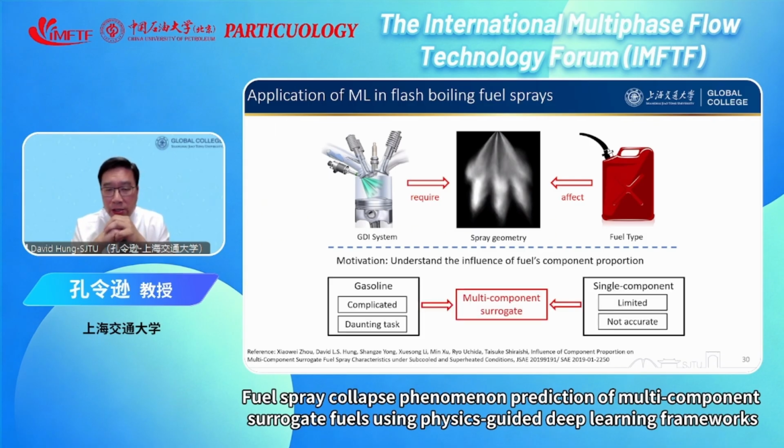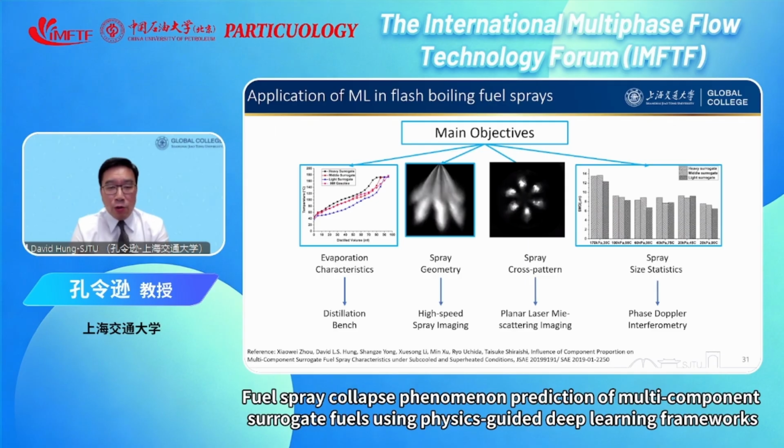The question now is, it's too complicated to do gasoline because there are so many components and it's so hard. If you only use a single component, let's say heptane or pentane, it's too simple. It's not even representative of a regular gasoline. So what do we do? Well, we said, what about multi-component? Maybe a few single component fuels might do the job.